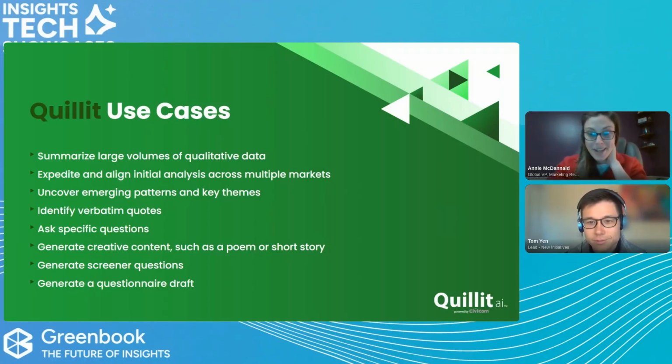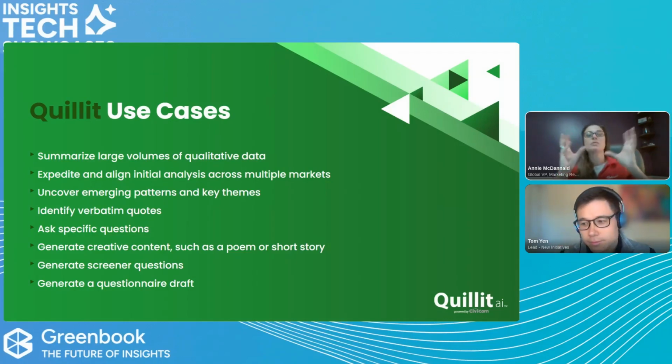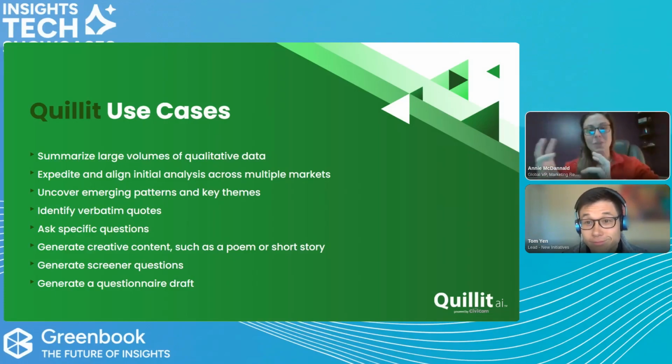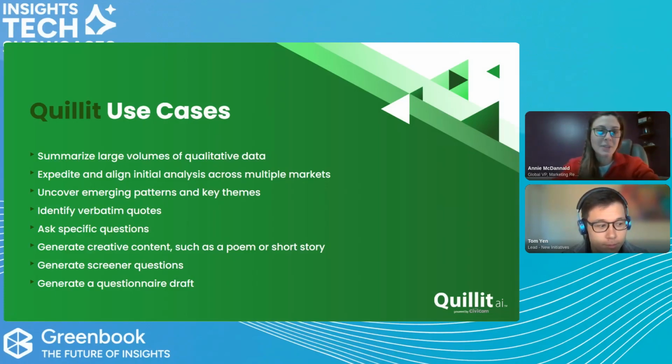We've seen a lot of really interesting applications for Quillit. Primarily, it's to summarize large volumes of qualitative data. You're going to save the most amount of time if you're thinking about projects where you've got 30 plus hours of content, 50 plus hours of content, or you're researching across multiple global markets. The ability to converge all of that information into Quillit requests and summarize that information quickly is where we're seeing the most applicable use of it. It does expedite and align initial analysis, like I said, across multiple markets.